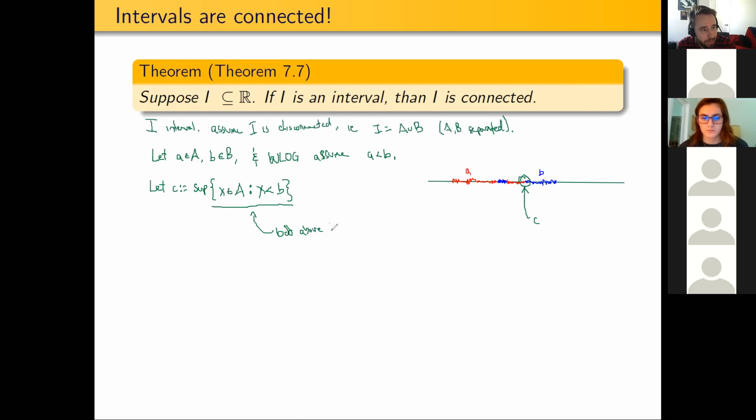Specifically, it's bounded above by lowercase b, right? Whatever that set is, it's definitely bounded above by lowercase b. So the axiom of completeness guarantees that it has a least upper bound. So it guarantees that the supremum, aka C, exists.